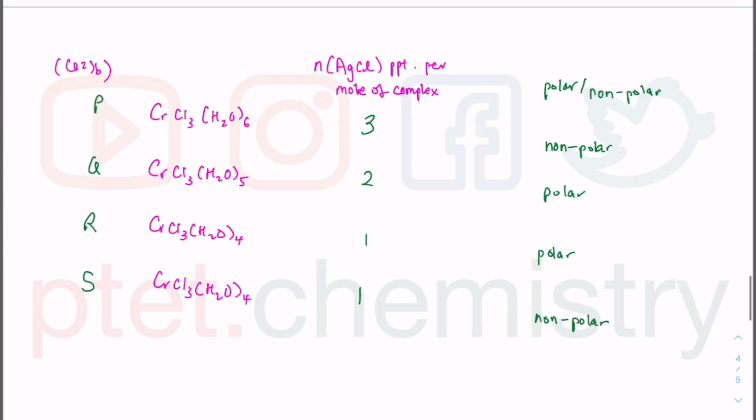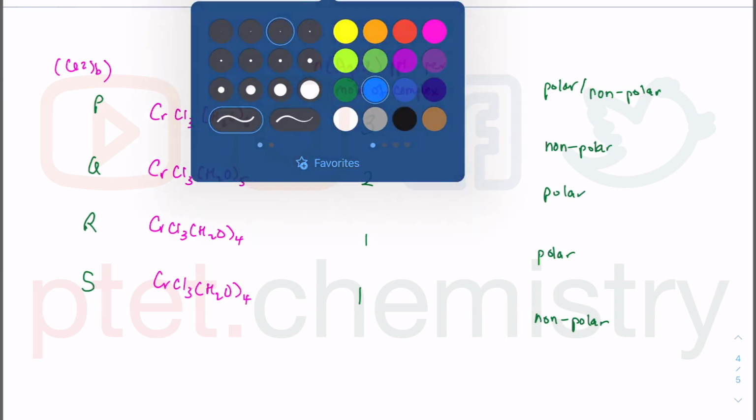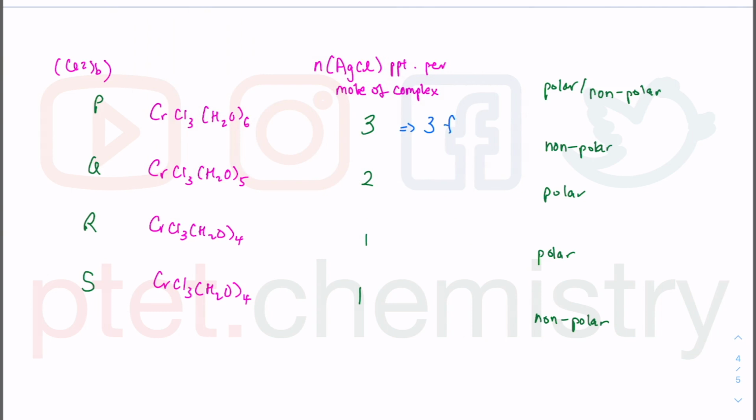So what we can see is you give off 3 AgCl because what does this information tell you? That means there are 3 free Cl minus, there are 2 free Cl minus. Free in the sense that they are not coordinated. If they are not coordinated, they will precipitate out as AgCl. But if the Cl minus is bonded by a dative covalent bond to the metal ion center, to the chromium center, that means they are not free.